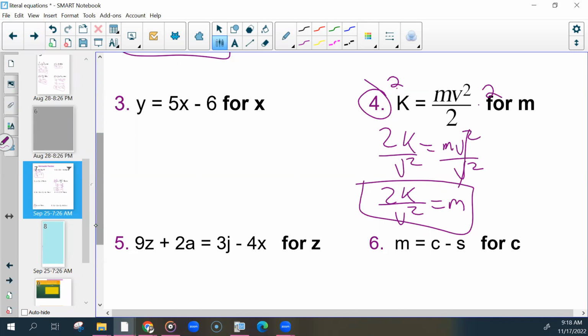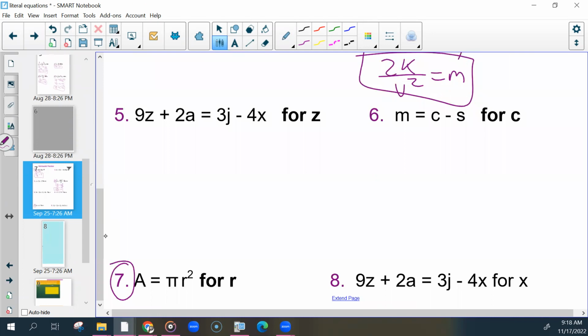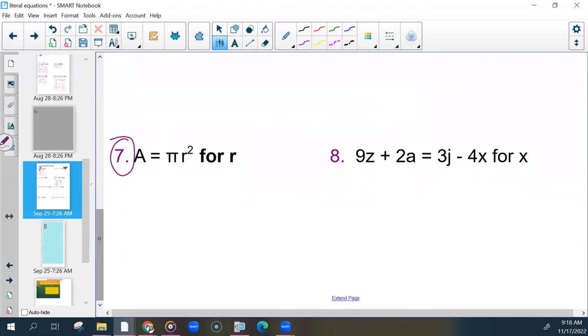Questions on that one? And then, so 7 is kind of like what I was just talking about. We need to get rid of pi, we need to get rid of the square. What would we do first? Jump. My pi symbols are not that great, so do yours however. And then to get r by itself? Not divide.